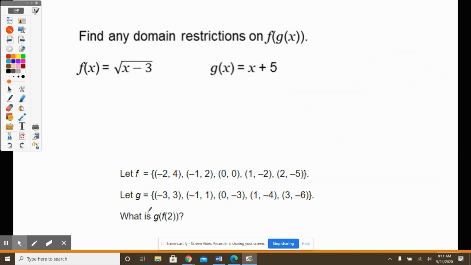Okay, last example is looking at just set notation with ordered pairs. What is g of f of 2? Well, what is f of 2? f of 2 comes from this guy. f of 2 is negative 5. So then what is g of negative 5? Go here, looking for a negative 5, and it's not there. So we just say it is not defined.